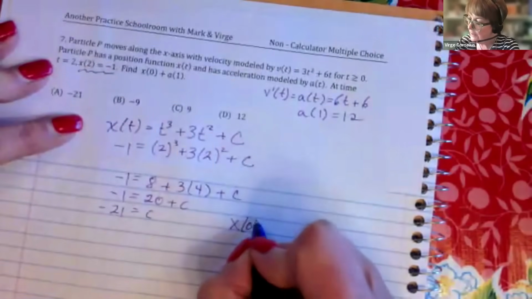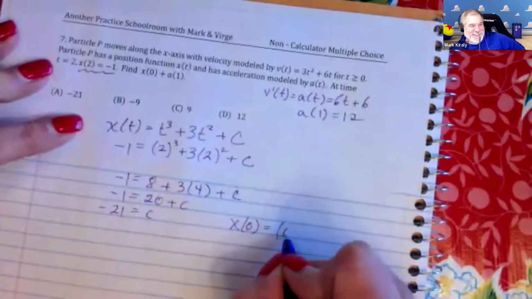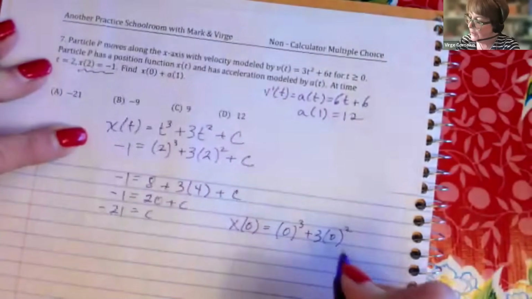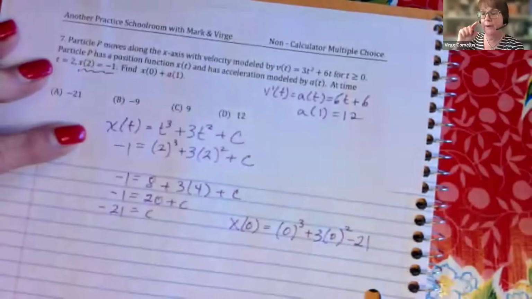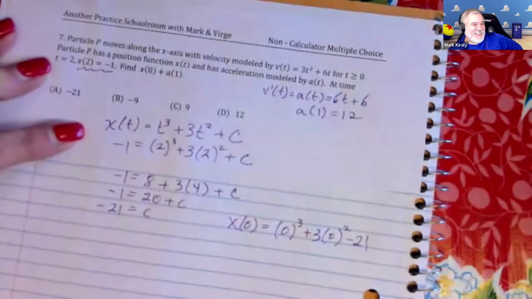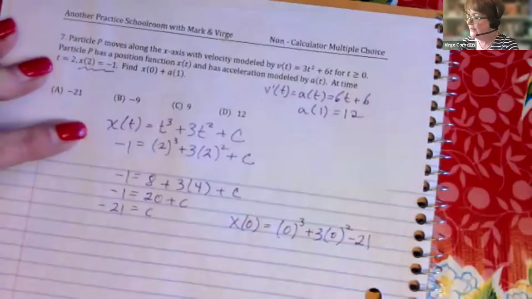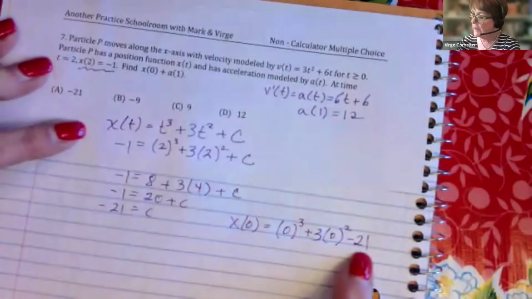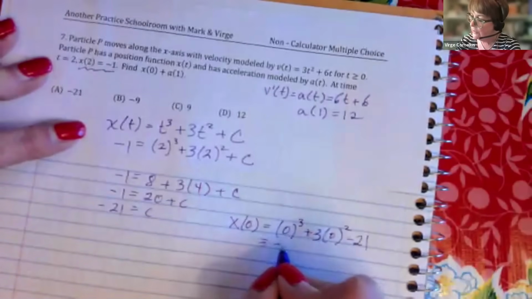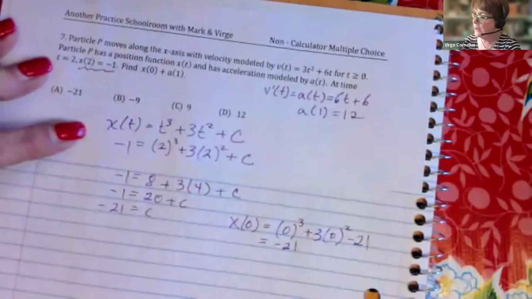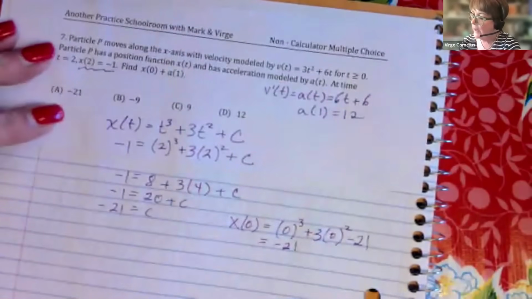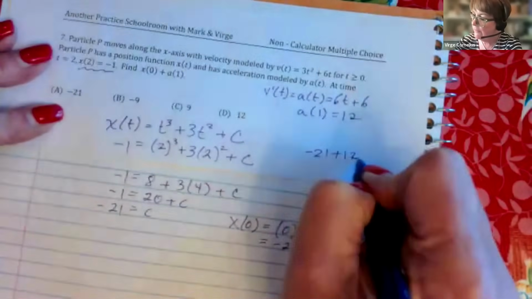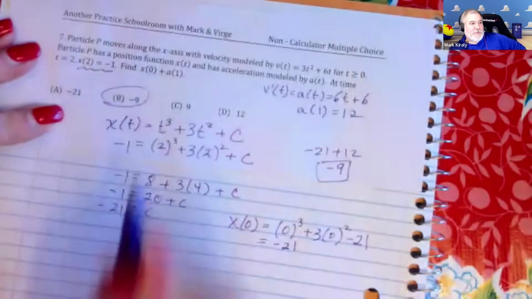Okay, so x of 0 would be... I was just kind of like, there's a negative 21 there, I don't want to be fooled by that, right? There's a 12 there too. Oh, shoot, there sure is, isn't there? Okay. So x of 0 would be 0 cubed plus 3 times 0 squared minus 21. So x of 0, the initial position, is negative 21. So I have to add that to the a of 1. Negative 21 plus 12, I believe I'm getting negative 9. I believe you're right.